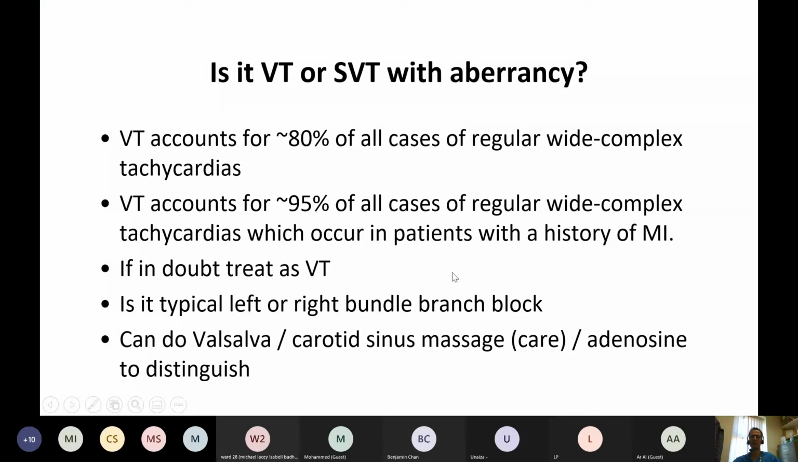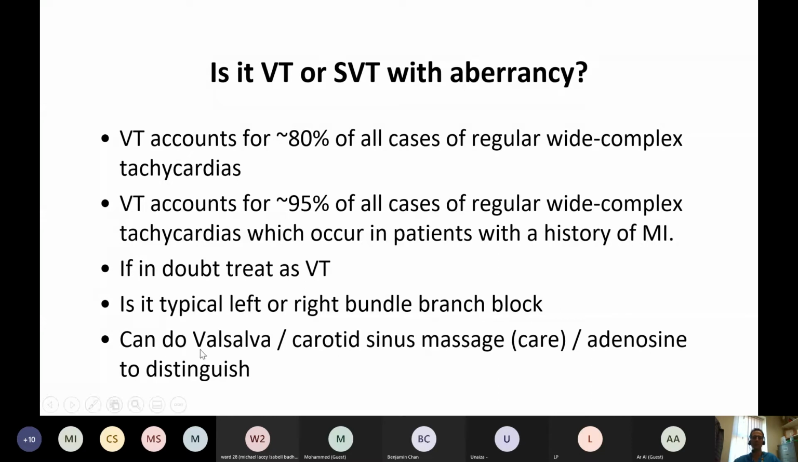In order to try and work out if it's a VT or a supraventricular tachycardia, you need to know, is it typical left or right bundle branch block? Now, if you're not sure, on YouTube, in my Tachyarrhythmias presentation, I go through left and right bundle branch block in lots of detail. I'm told it's a useful presentation to look at. I hope you find it helpful. But look to see, is it typical left or right bundle branch block? Because if it is, then it could be conducted through the AV node. If it isn't, then it's going to be a VT, almost certainly.